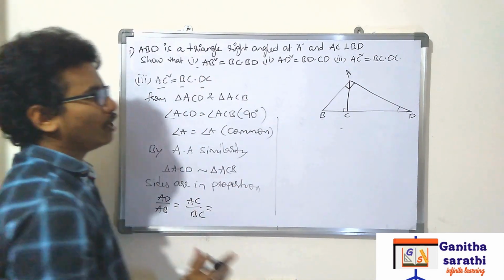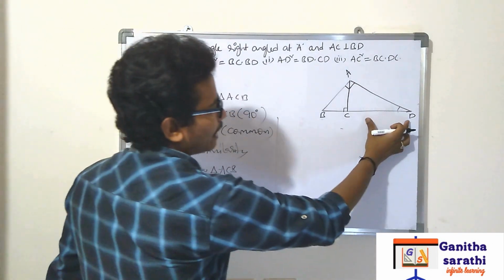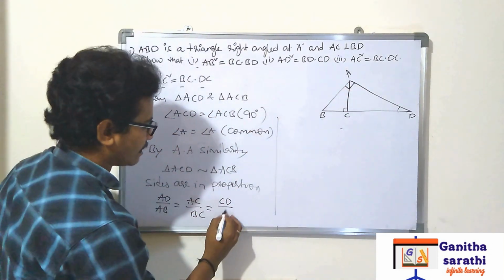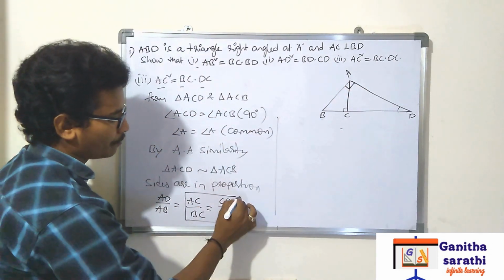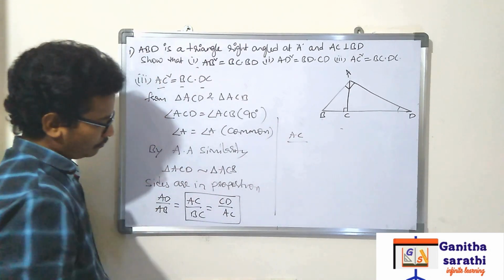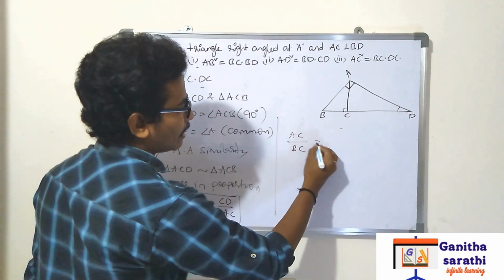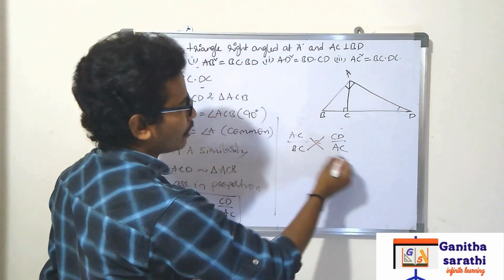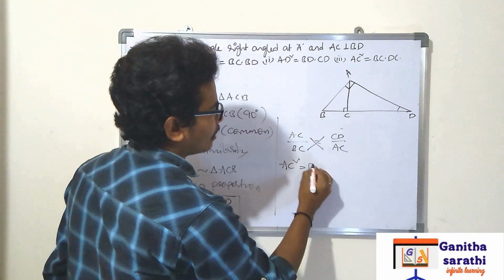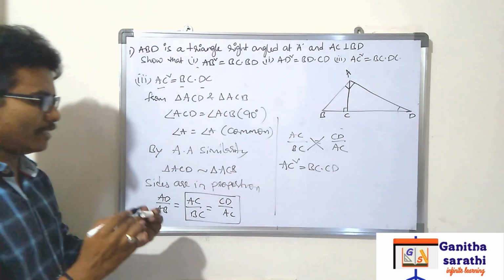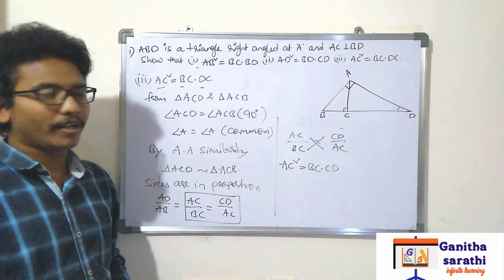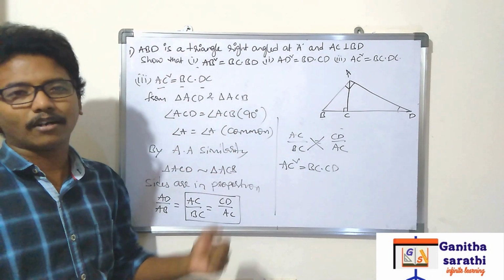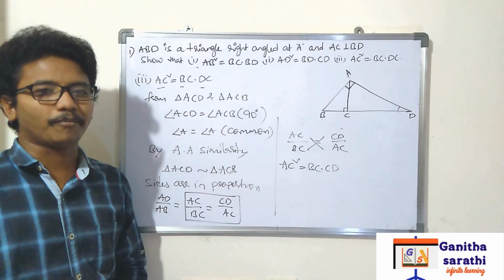Next, only one side remains. What is the remaining side in triangle ACD? CD is the remaining side. And here, what is the remaining side? AC. So we should take these two. AC by BC is equal to CD by AC. Do cross multiplication. AC into AC, AC square is equal to BC into CD or DC. That is our third proof. Likewise, you have to see the sides and take triangles accordingly. Okay. Let us move on to the next problem.